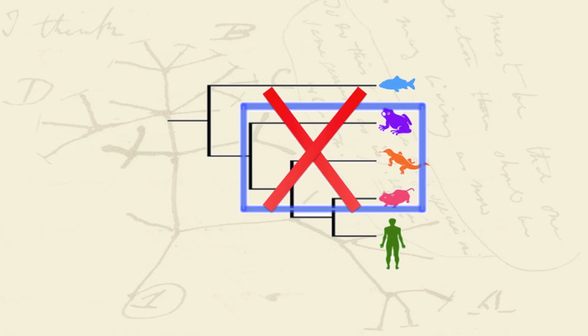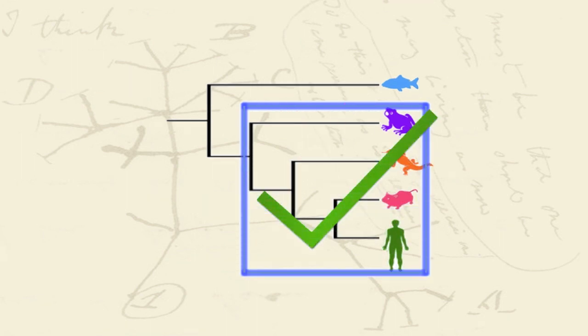This, however, would not be a clade because not all of the descendants of the common ancestor are included. For this to be considered a clade, the blue box would have to extend down to include mice and humans, like this. Now this box encloses a part of the tree that can be considered a clade.